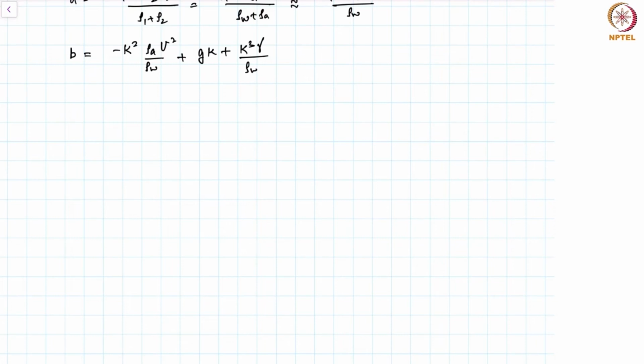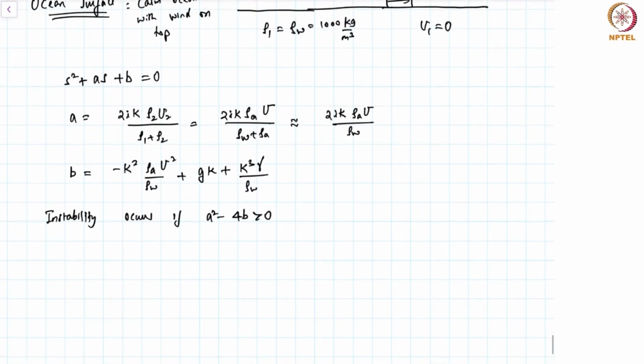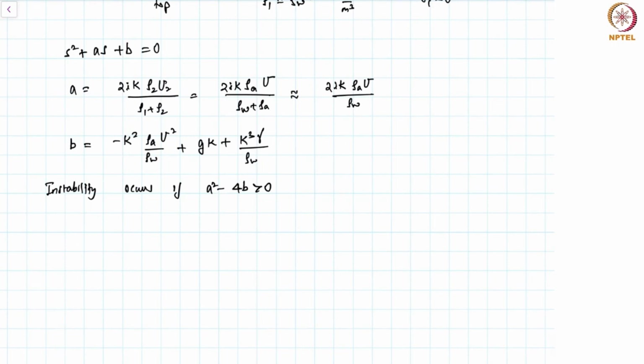Now you can ask what is the velocity that I need to have. If I have a wind that is blowing with a velocity U at the top, what is the minimum speed of the wind such that I get an instability? Correct? That's the kind of question that we are interested in. So instability occurs if A squared minus 4B is greater than 0, right? I would like you to try and write down this expression on your own, simplify it, and get a dispersion relation.